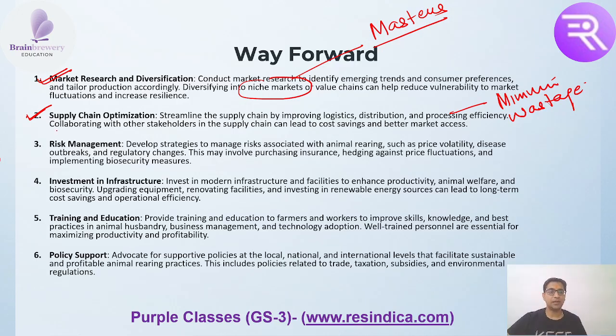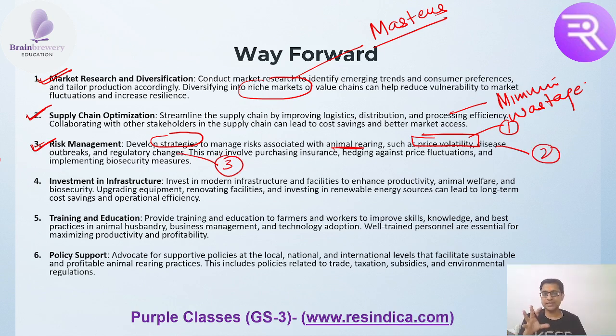Then risk management. Okay, strategies are to be made related to animal rearing. What is the risk related to? Prices. Risk is related to what? Diseases. Risk is related to regulatory changes. Regulatory changes are not that much hampering the market, but price and disease are the major things which you cannot control. It depends on the type of market, and diseases nobody can control, they can come anytime. So that is why there is a need to control all these things with the help of insurance facilities, hedging against price fluctuation, and biosecurity measures that have to be put in place.